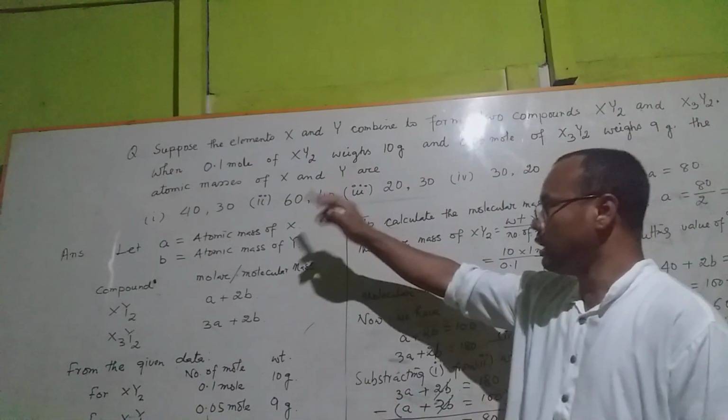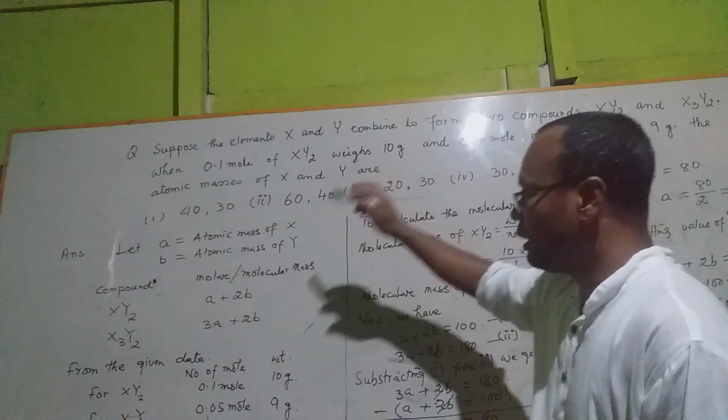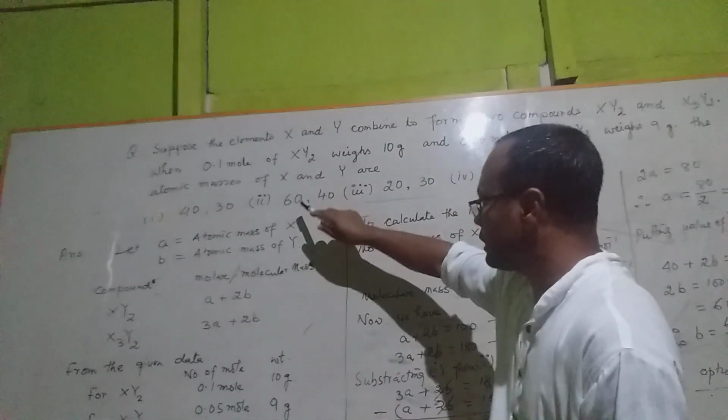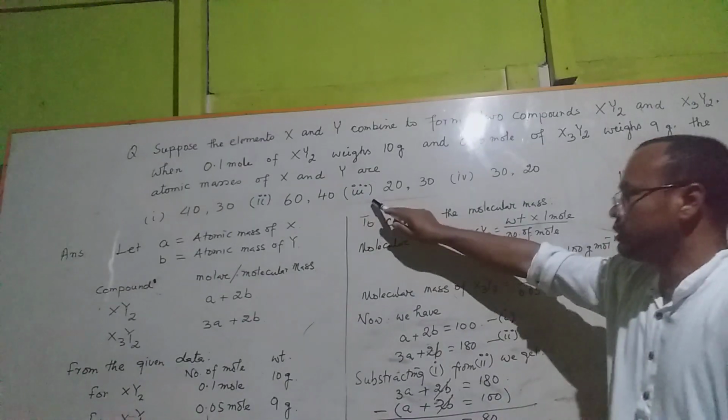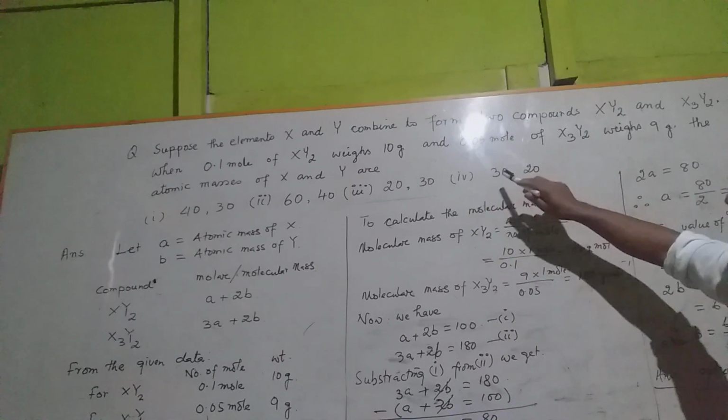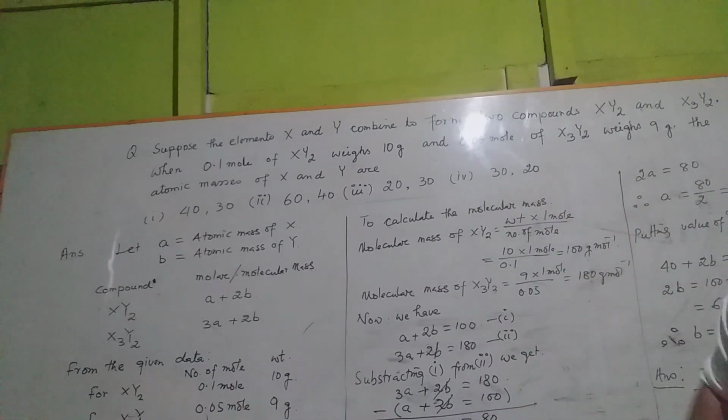Option number 1: the atomic masses of X and Y are 40, 30. Option number 2: 60, 40. Option number 3: 20, 30. Option number 4: 30 and 20 respectively.